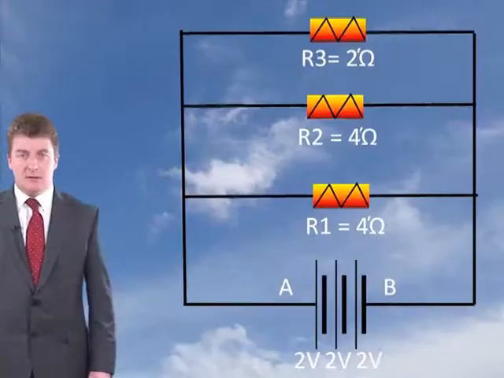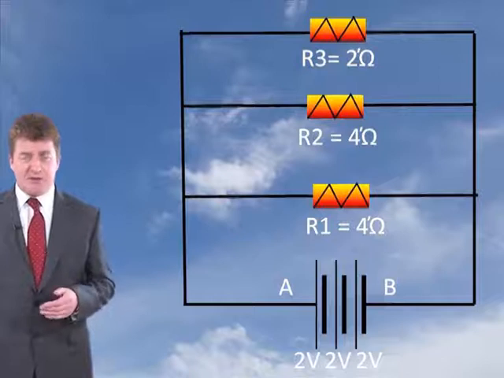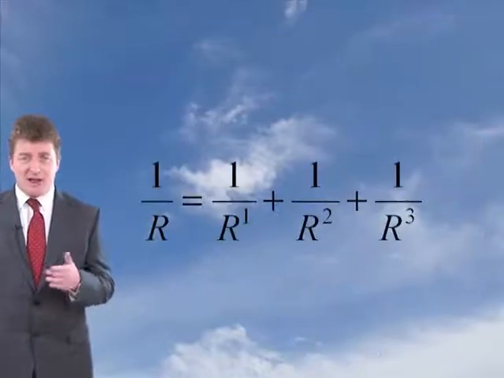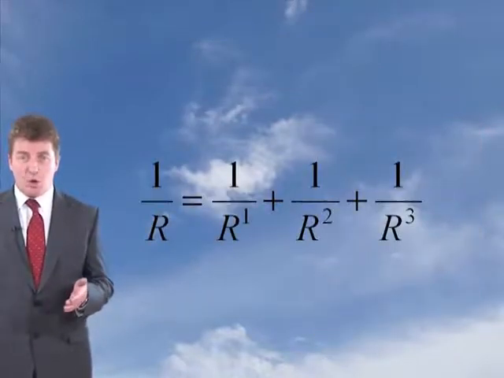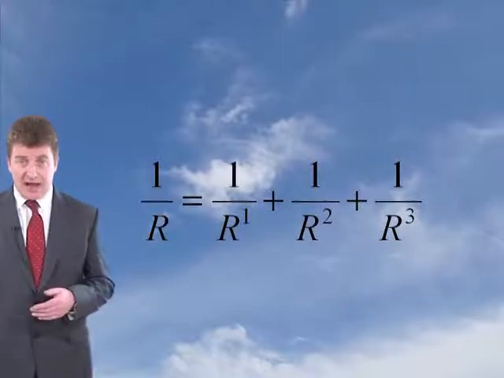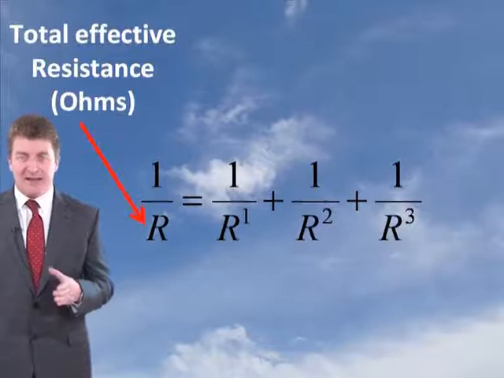That covers series. Let's look at parallel now. As you can see here, these resistors are in parallel. If they're in parallel, this is the formula you use to work out the resistance. All you look at is 1 divided by R, where R is the total effective resistance.